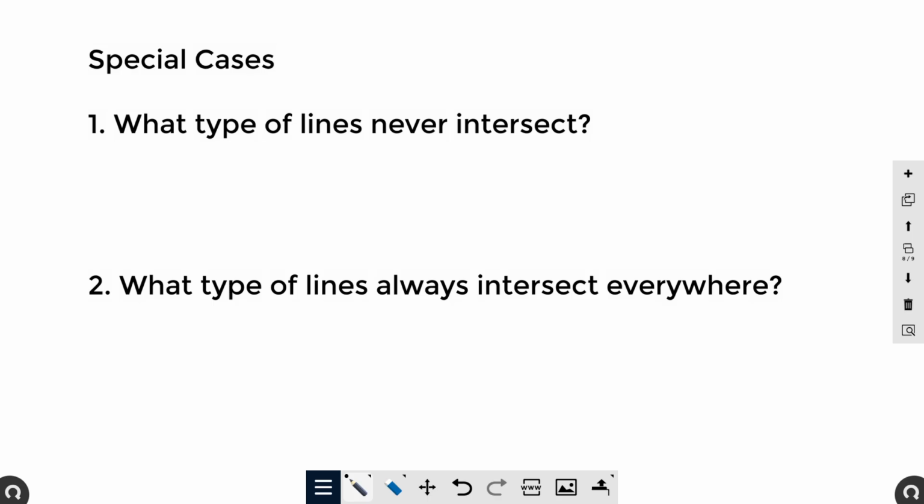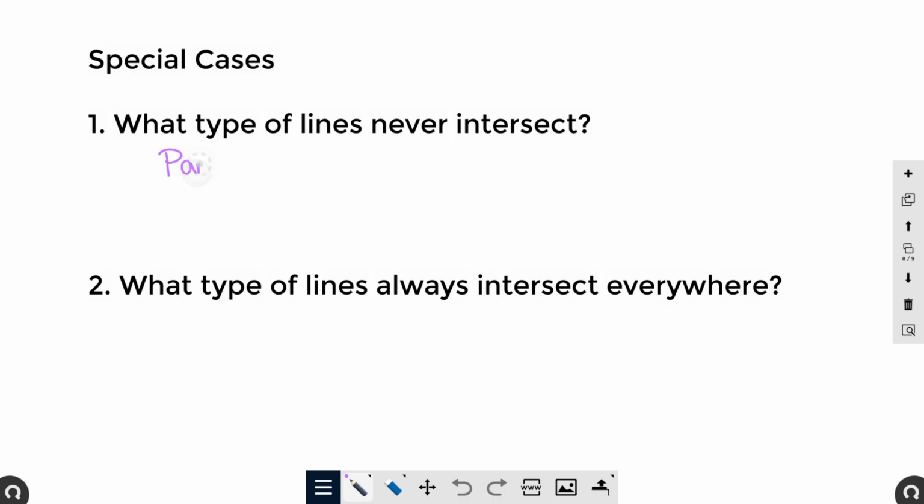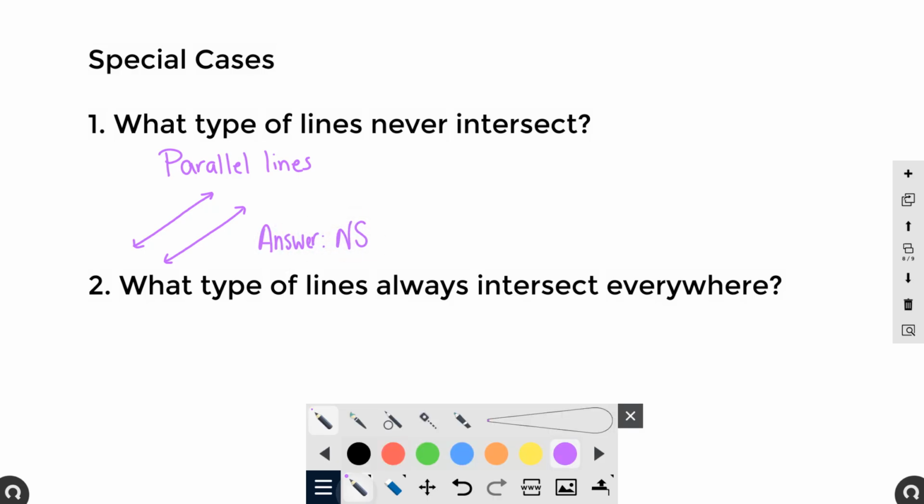All right, so we said what types of lines never intersect. Those are parallel lines. You guys already know what parallel lines look like, right? Draw them in there for me real quick. That's right. There are 2 lines that never cross and never touch. They're the same distance apart. If you end up having parallel lines, you still graph them. What is your answer? Good, no solution, because these never cross.